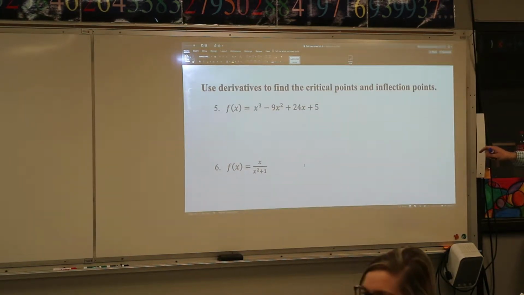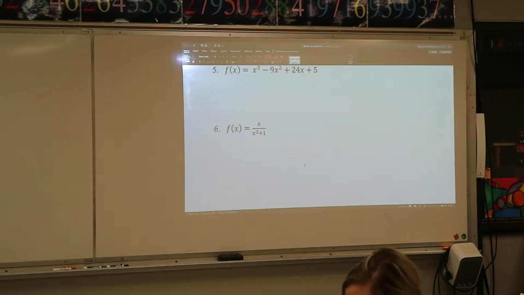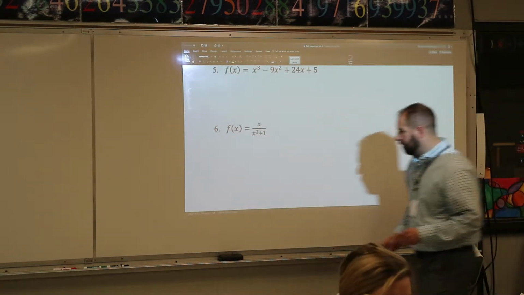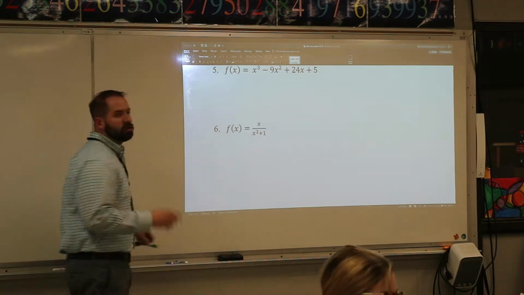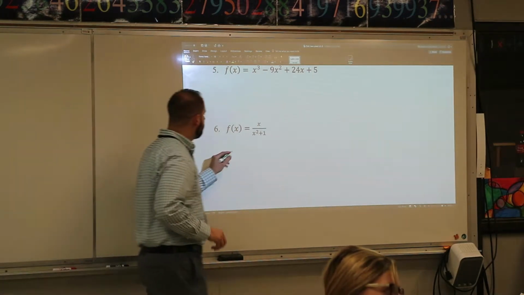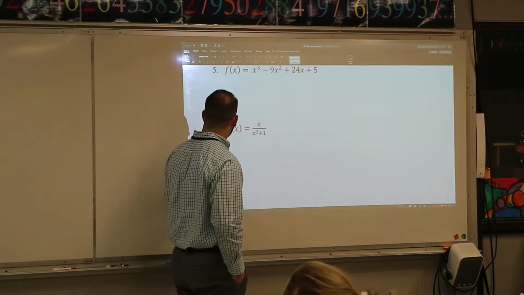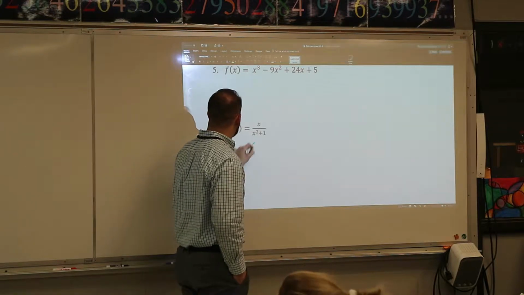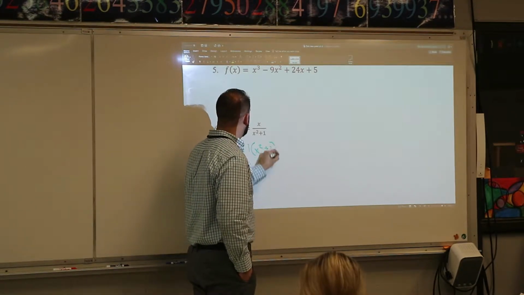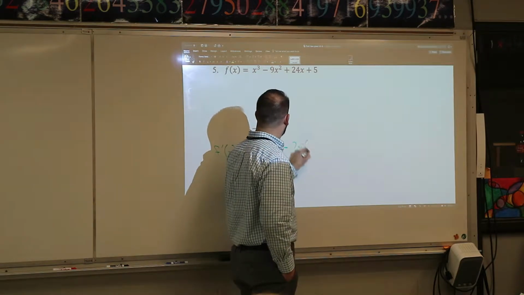Alright, so we gotta find the derivative and the inflection points for this one. Alright, first, derivative of this thing. Disgusting. Quotient rule. It's 1 times x squared plus 1 minus 2x times x over x squared plus 1 squared.